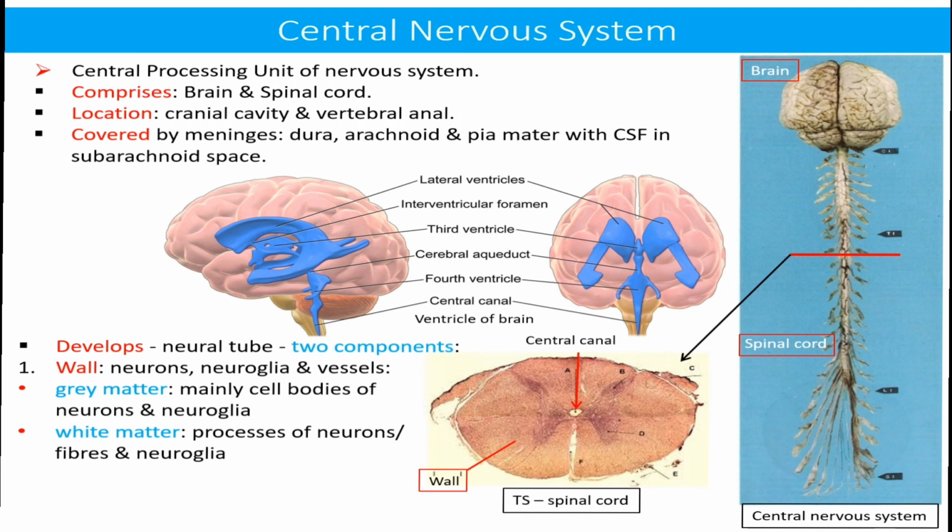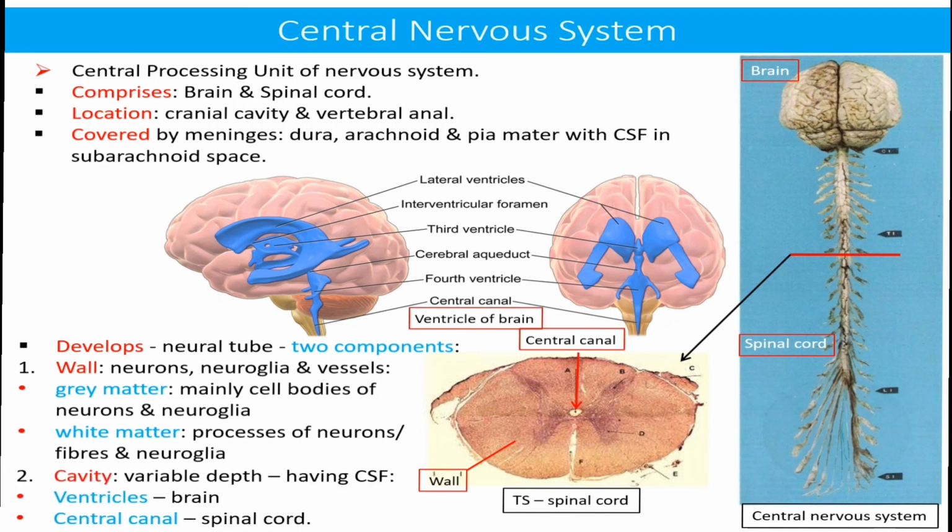It develops from neural tube and has got two components, wall and the cavity. Wall consists of neurons, neuroglia, and vessels, and is divided into two parts, the gray matter and white matter. Gray matter mainly consists of cell bodies of the neurons and the neuroglia, whereas white matter consists of processes of the neurons, which are also named as fibers, and the neuroglia.